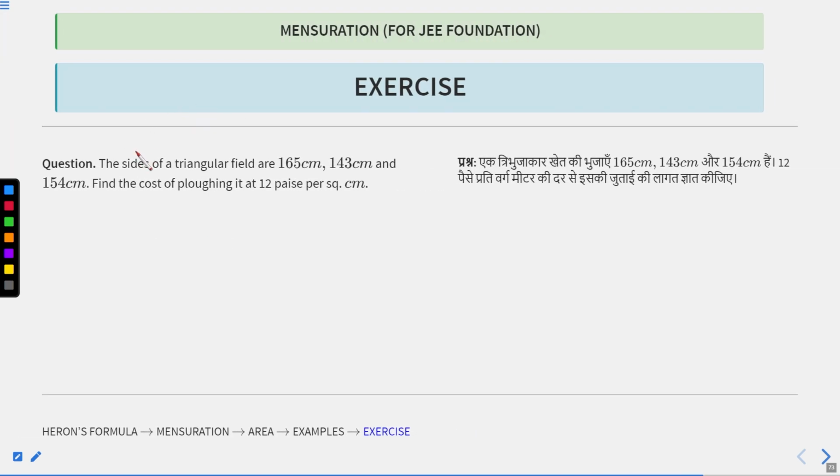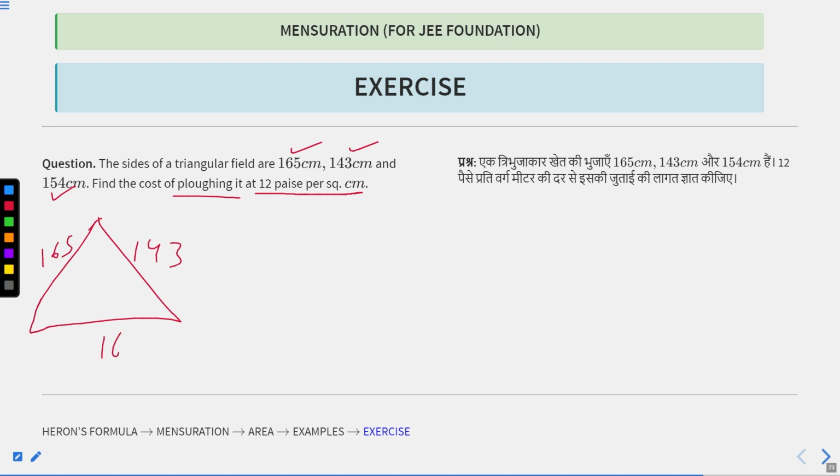In this question, the sides of a triangular field are 165, 143 and 154, and we have to find out the cost of plowing at 12 paise per centimeter square. I hope you understand the question. I have given a triangular field with sides 165, 143, 154, and I have to find out the cost of plowing.